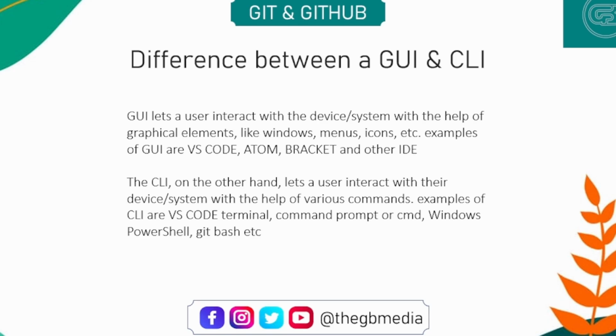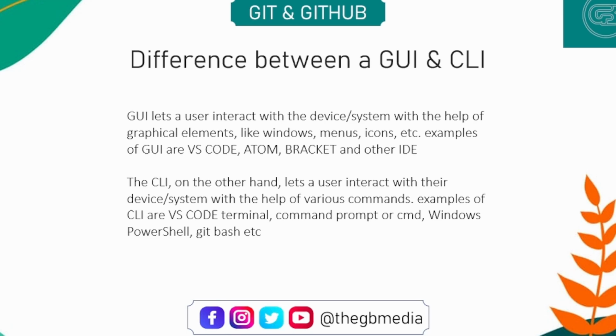When we say a GUI, the full meaning of GUI is graphic user interface. A GUI lets a user interact with the device or system with the help of graphical elements like windows, menus, icons, etc. Examples of GUIs that can be used for development are text editors such as VS Code, Atom, Brackets, and other IDEs like PyCharm, and the rest of them.